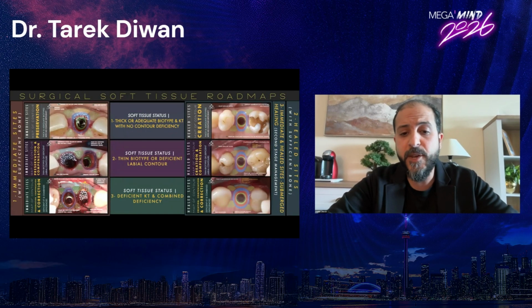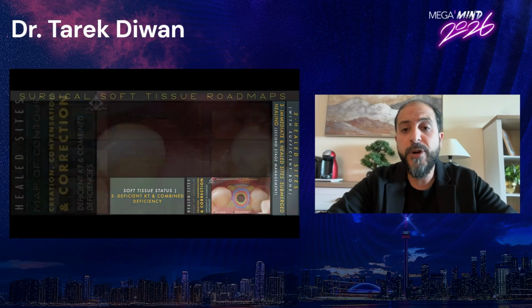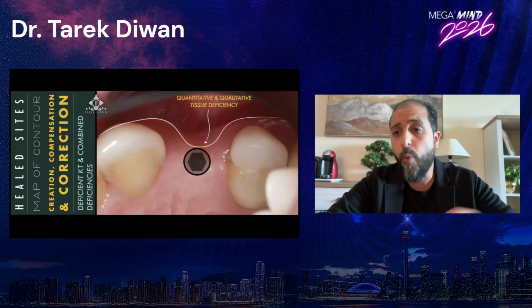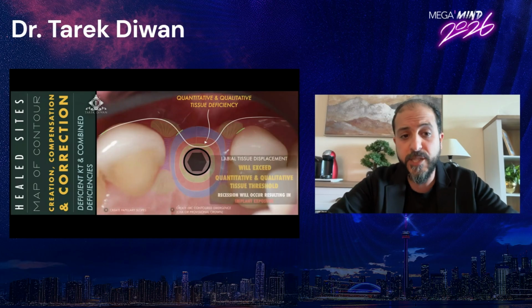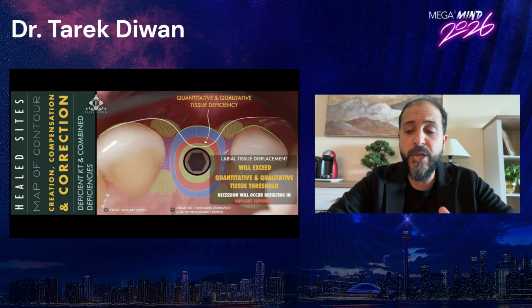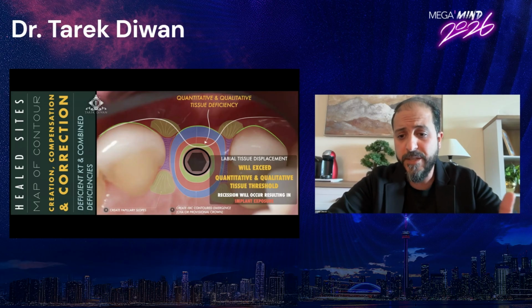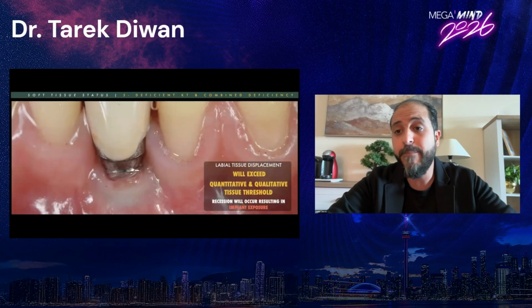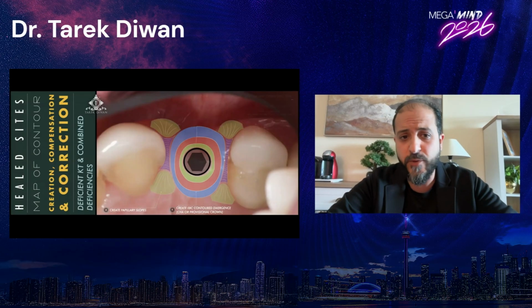Okay, let's jump into the next category of cases: deficiencies in the keratinized tissue and combined deficiencies as well, where the challenge is even higher because it's not only about the quantity of the tissue, but also the quality of the tissue. In such cases, if you try to do exactly the same as we did in the earlier categories, you will find that you exceed the qualitative and quantitative tissue threshold, recession will occur, and the implant might be exposed as well. And that is the disadvantage of such tissue.